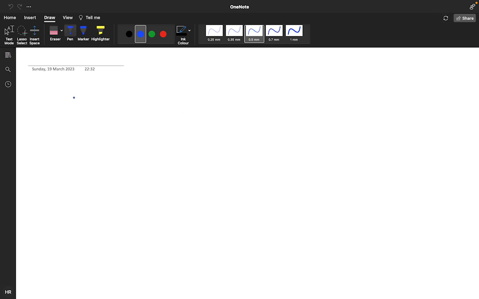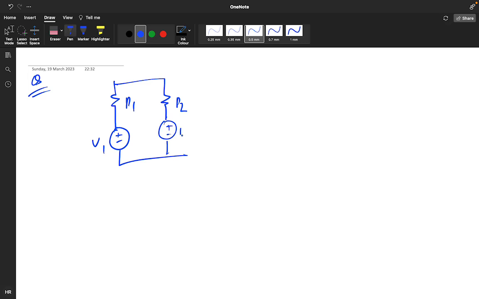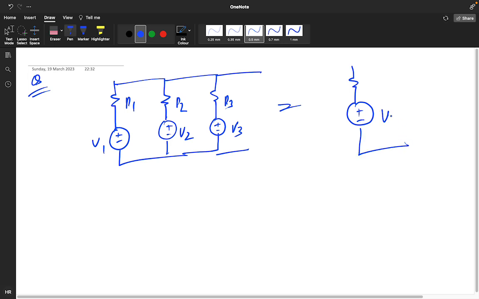So now you have to find. Suppose the question is: R1 with V1, R2 with V2, R3 with V3. So guys, you need to form your VTH and your RTH. So what will be the answer for this? VTH will be the summation of I, where I is equal to V by R.